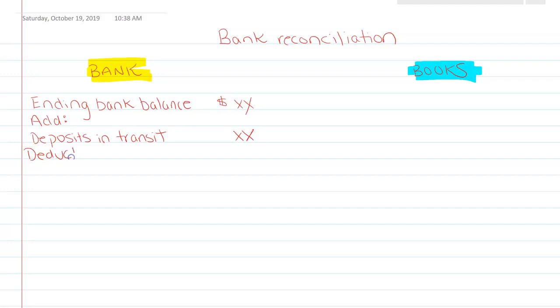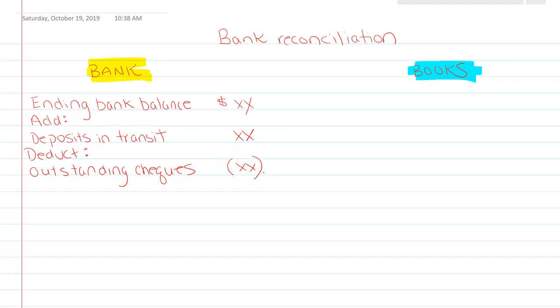Another difference that I can accept is outstanding checks. So these are checks that the company has already issued and have mailed to the people that they're paying, but those people haven't deposited them yet or cashed them in yet. So they are outstanding on our books, but the bank still hasn't put them through because for whatever reason or not, the person that we mailed the check to hasn't cashed it. So I can accept that as a difference.